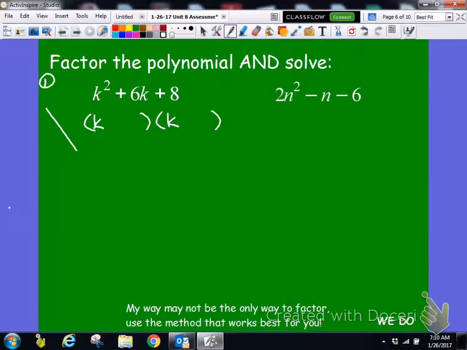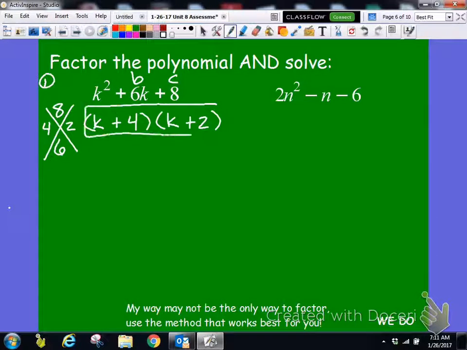Now I'm going to go ahead and draw my x. I'm going to put my c value of 8 up top and my b value of 6 on the bottom. I need two numbers that multiply to 8 and add to 6, which in this case are going to be 4 and 2. Since that's a positive 4, I bring it down to plus 4. And since that's a positive 2, I'm going to make it plus 2. Now, if all it's wanting me to do is factor, then I'm done.